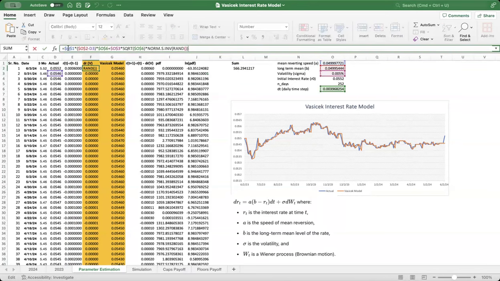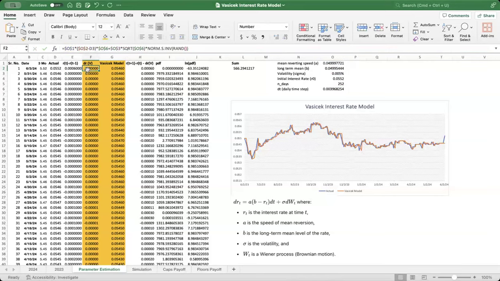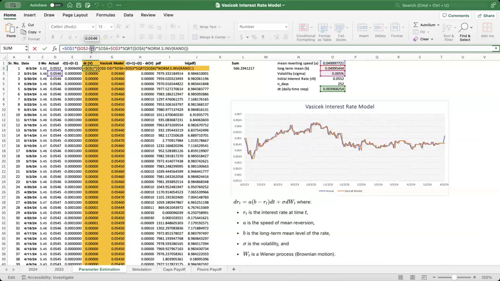So a is the speed of mean reversion, and b is the long-term mean. Now the equation is a times (b minus rt). This rt is actually rt minus 1, so this is basically the previous interest rate. If we are trying to model today, this rt is yesterday's interest rate. So a times (b minus rt) dt.